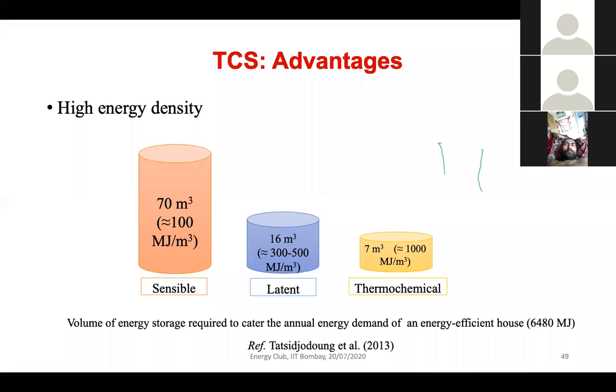Now coming to energy density. If we compare with sensible heat, for the same amount of heat stored, the thermochemical storage takes a very small volume. That is actually the biggest advantage of thermochemical storage. Using a very small container, you can store a very high amount of energy, which you can utilize for future use.